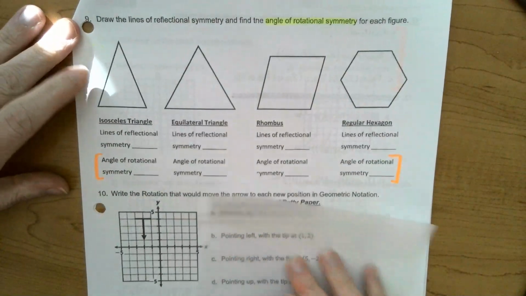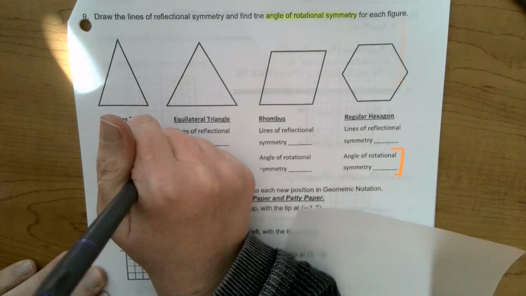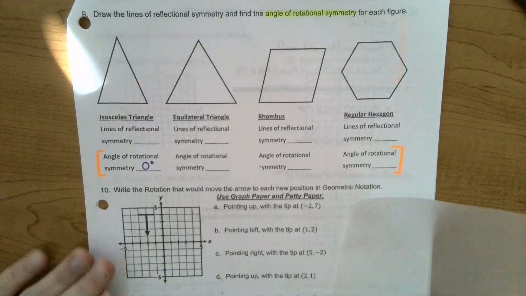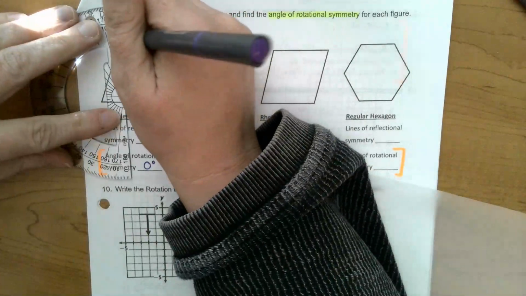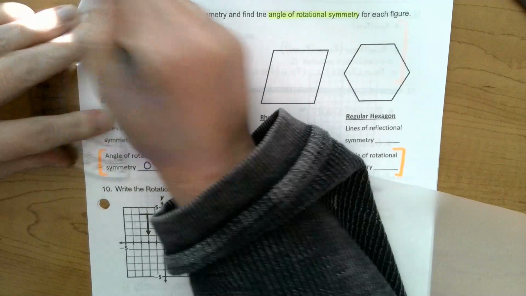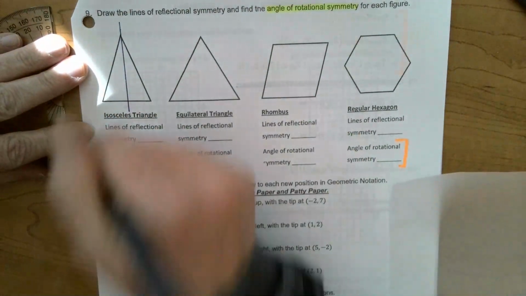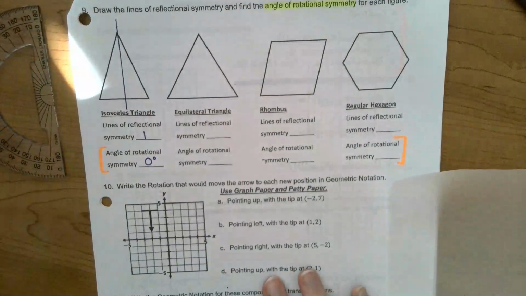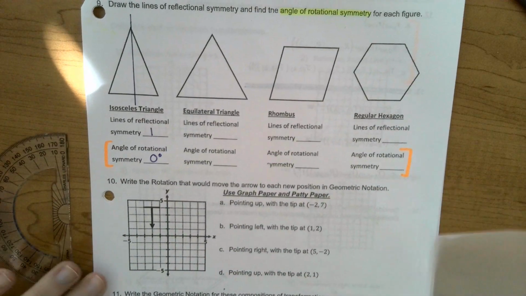And so first off, we already talked about the isosceles triangle. It doesn't have rotational symmetry. So we're going to put 0 here because it doesn't have rotational symmetry. It does have a line of reflectional symmetry. I can flip it right down the middle. I can flip it over this line. So it's got one line of symmetry. There's no other line that I can put it on and it looks the same.